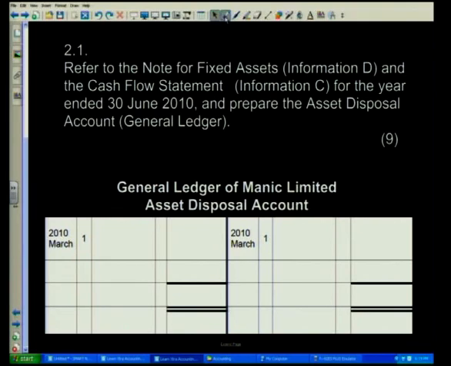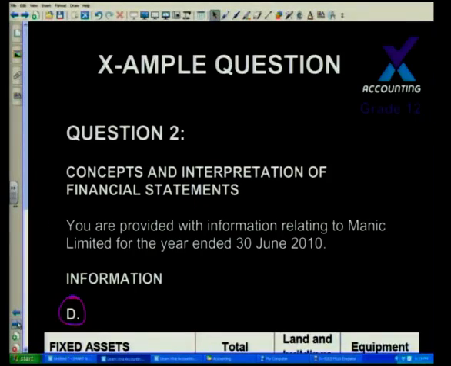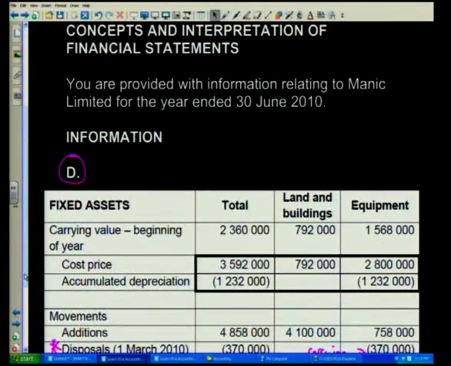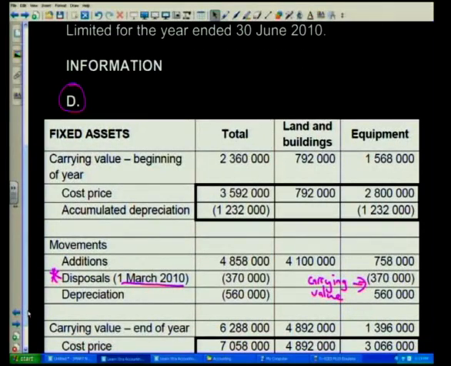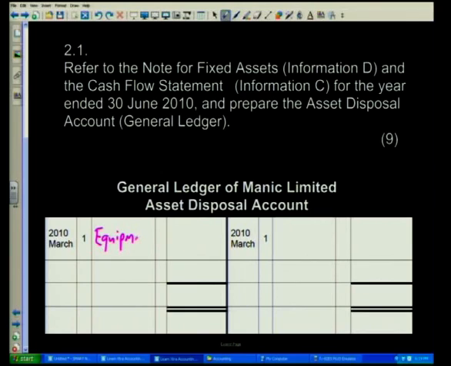I usually advise my learners to start off by filling in all the information that they know. So we know that we disposed of some equipment because we didn't have any vehicles. So we know that we disposed of some equipment at a carrying value of 370,000. You should be able to see that on the debit side of this account, I'm going to include equipment here because it's equipment that has been sold.